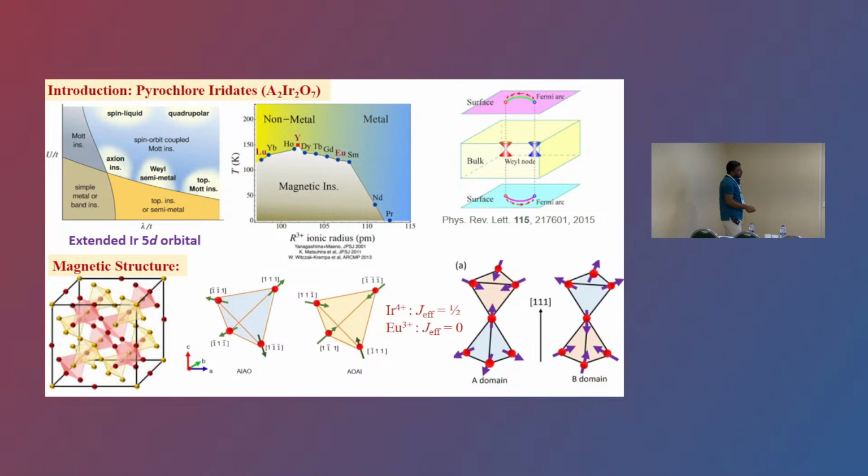So basically we will have two kinds of domain structure. In this domain, all the spins point towards the center of the tetrahedra, and in the neighboring tetrahedra, all the spins point away from the center. We call this all-in, all-out, whereas this domain we call the B domain, all-out, all-in. At zero field, both are equally probable, so the sample will have an equal distribution of both domains. This is all about the magnetic structure of this material.